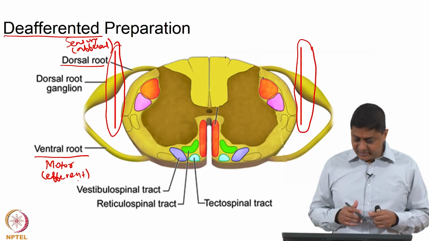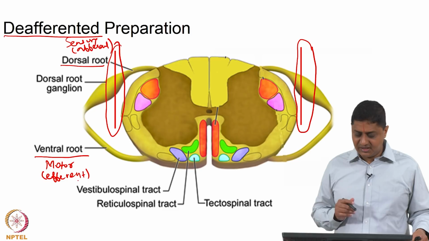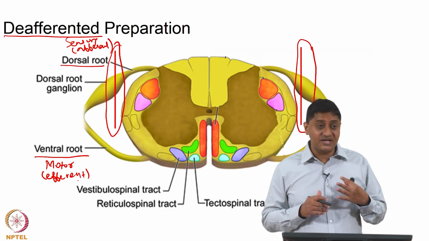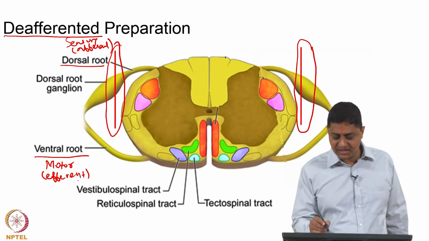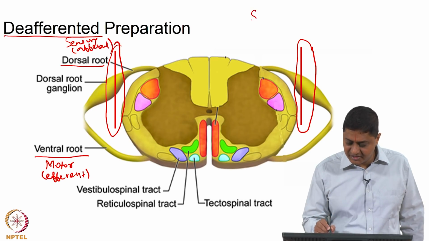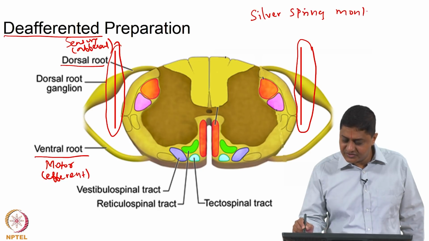A particular case of deafferentation was used in training the animal to use an affected limb, right. So, this became a very controversial case. I have not described the case here, so those who are interested can check the Silver Spring monkey case.